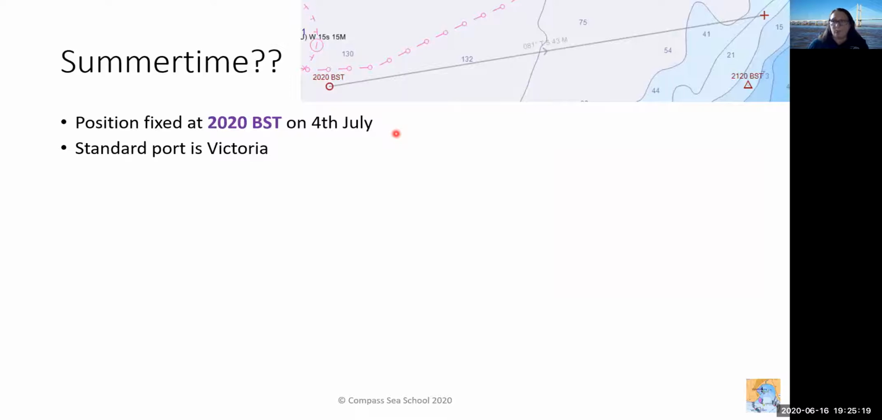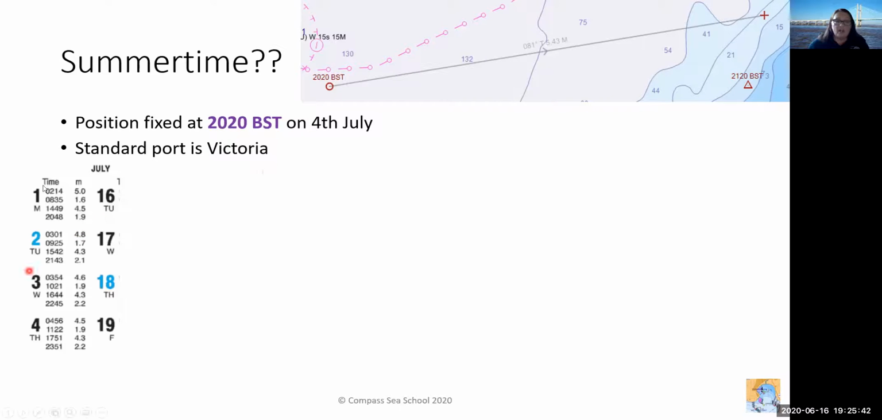What happens if we go sailing in the summertime? Because actually you'd quite like to be able to sail on a day other than the 1st of January. So this time we're going to be dealing in BST, so British summertime or daylight saving time. Okay, so what your watch is telling you. And now we have a bit of an issue because the standard port is still Victoria, but because we're in July, our almanac is no longer shaded, which means that this is written in UT. So there is an hour difference between BST and UT.